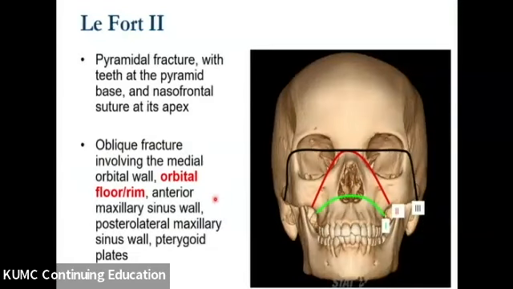Lefort 2 is going to be a pyramid-shaped fracture with teeth at the pyramid base and the nasofrontal suture at the apex. It's an oblique fracture involving the orbital wall. And the thing that's going to define a Lefort 2 is the orbital floor or the orbital rim involvement. You also have fractures of the maxillary sinus walls and the pterygoid plates.